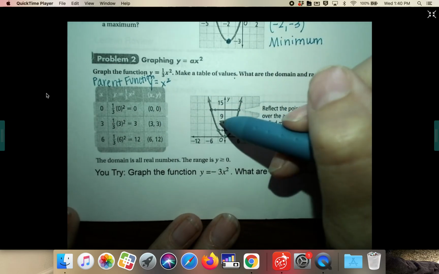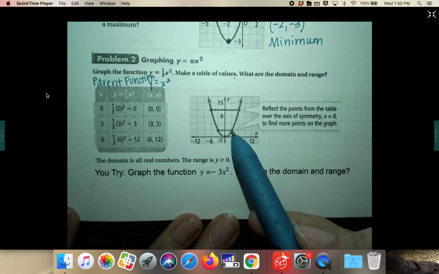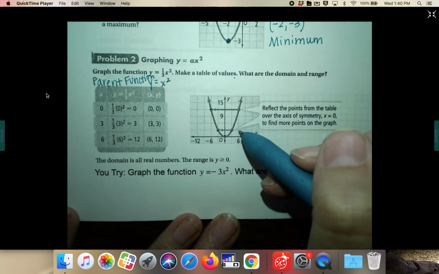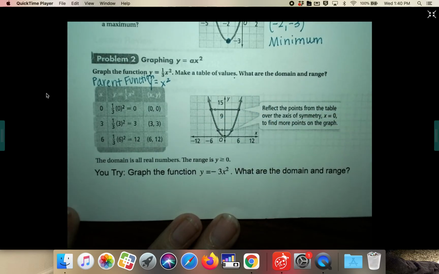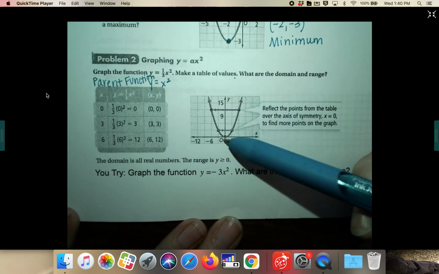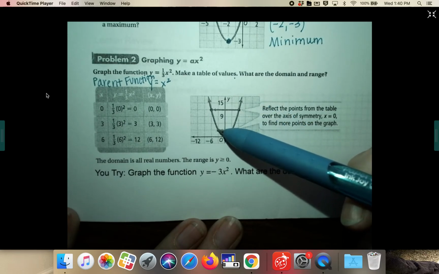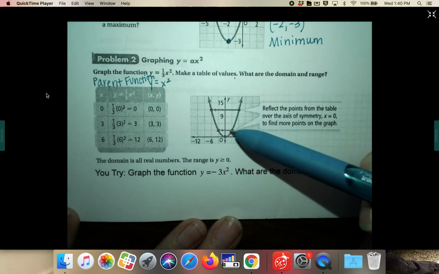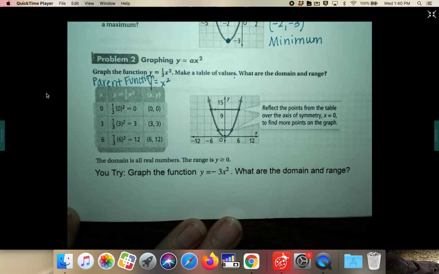And they put those points on there, and then they reflected it over because a parabola reflects over the line, the axis of symmetry. So you really only need to pick 3 points. Once it starts to turn the other direction, whatever point you had over here, you can reflect over and put it on the other side because they're going to be perfectly symmetrical.